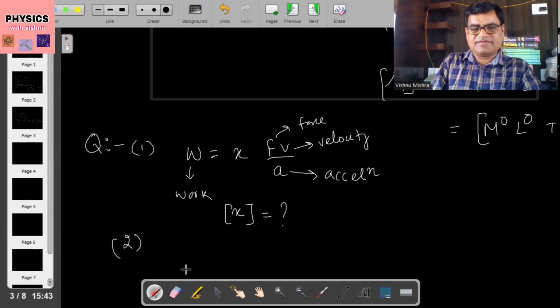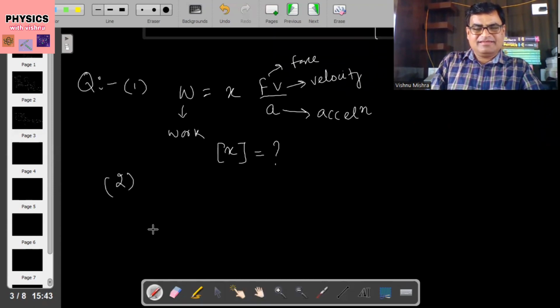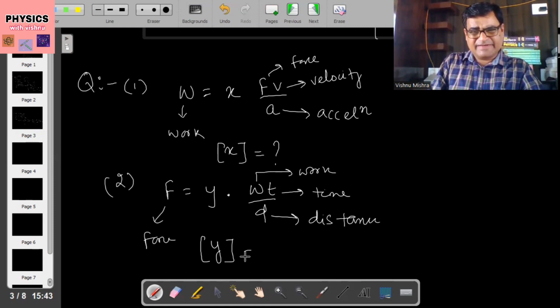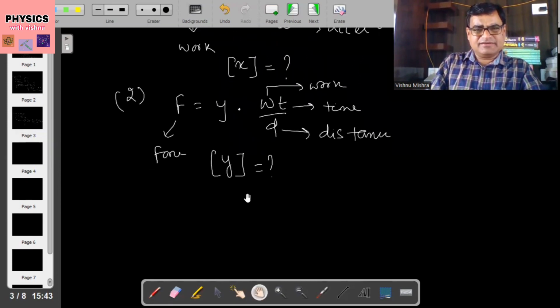Second question, लिखो सभी. Second question है F equal to Y into WT divided by D, where F is the force, W is work, T is time, D is the distance. My question is, find out the dimension of Y. Y is how much you have to calculate. Clear? Next, third question, write down.